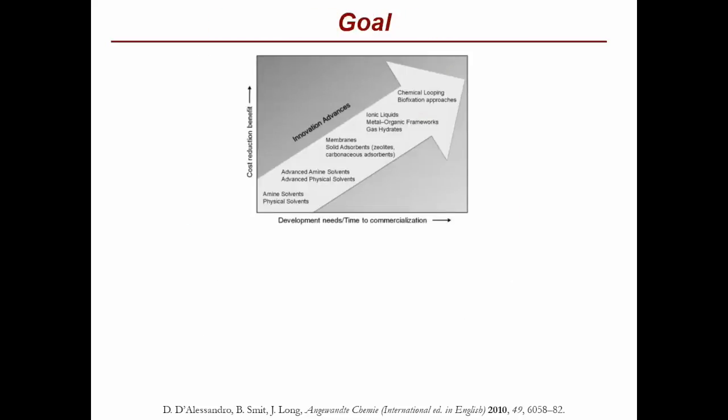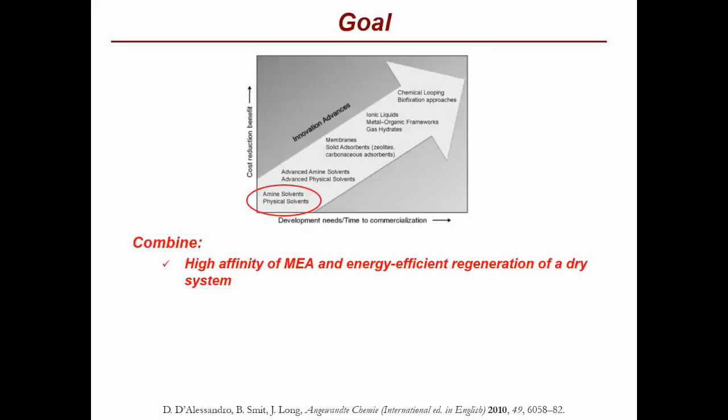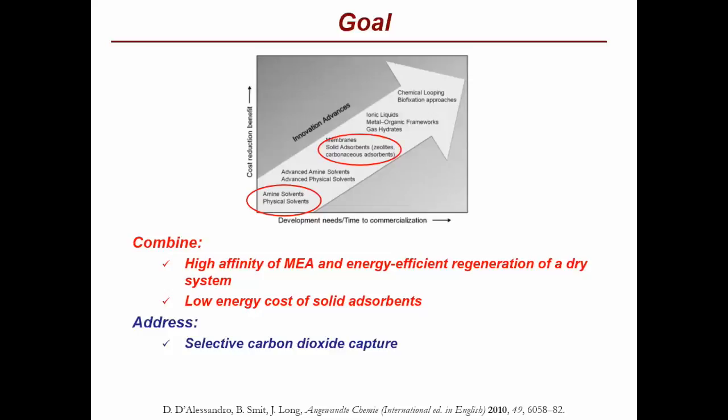The newer technologies in CCS attempt to address problems with current processes. Our current goal is to combine the high affinity of MEA and energy efficient regeneration of a dry system and the low energy cost of solid absorbents, while addressing selective carbon dioxide capture and preserving efficiency even in the presence of water vapor. Fulfilling these goals would make amyloid fibers a very attractive technology in CCS research.